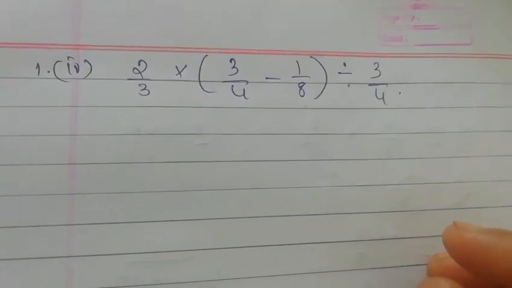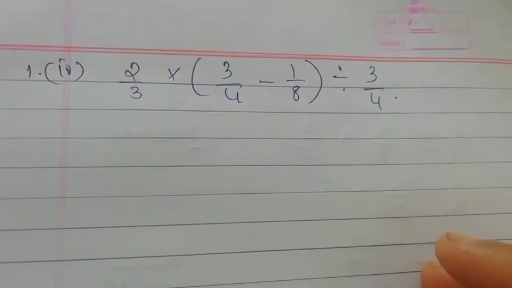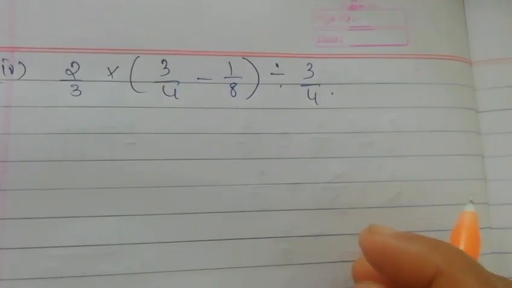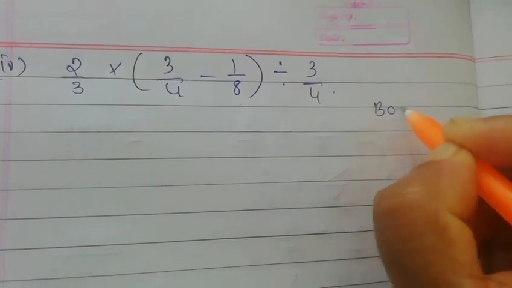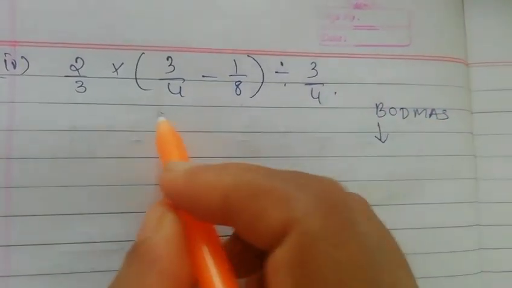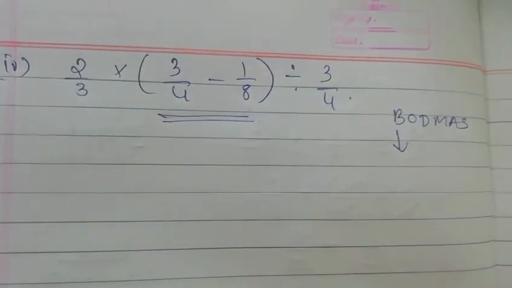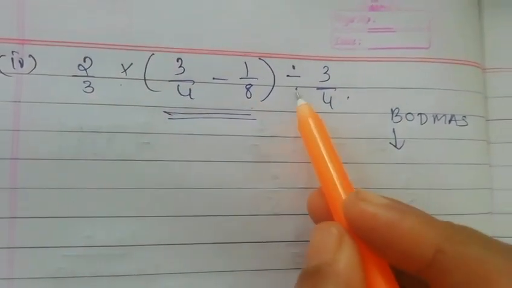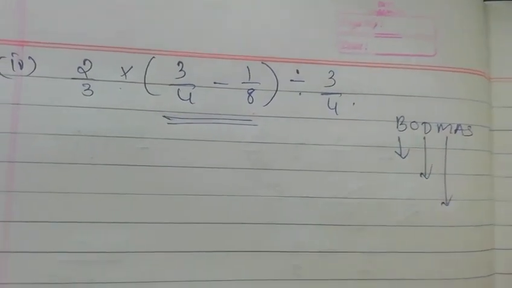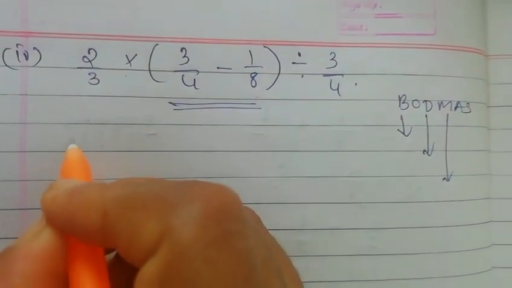Yes, simplify 2 by 3 into bracket 3 by 4 minus 1 by 8 divided by 3 by 4. Here also we have to use BODMAS. First check whether a bracket is there or not. Yes, here is the bracket, that you have to do first. Then multiplication and division are there. Division do next, afterwards multiplication. So first do the bracket.